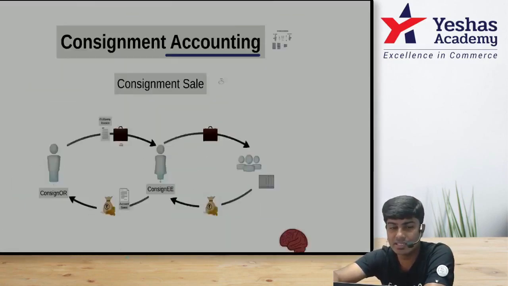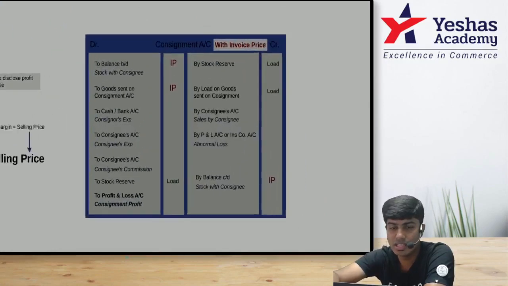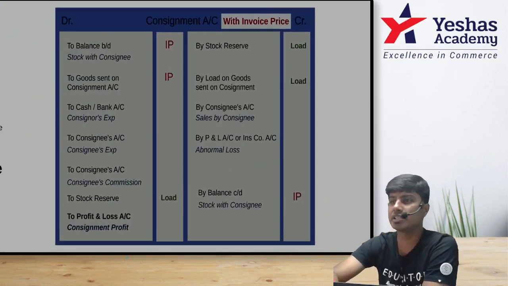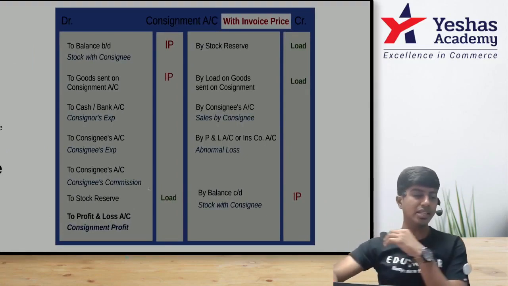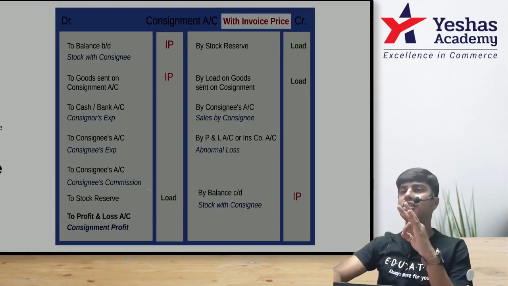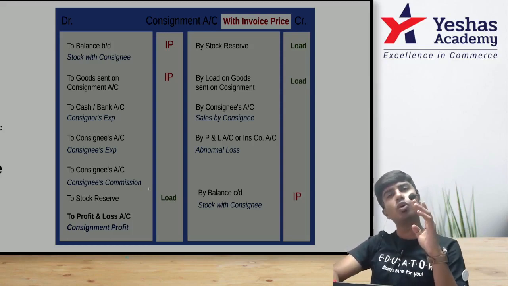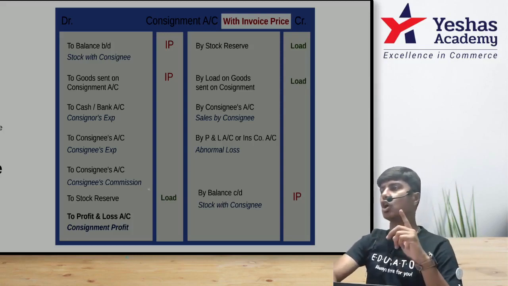Did you all get this? Have a look at this. So same consignment account what we read previously. Only the fact is that opening balance, goods sent on consignment and closing balance is, instead of being at cost, at invoice price. We remove the load on that invoice price to bring them back to cost.